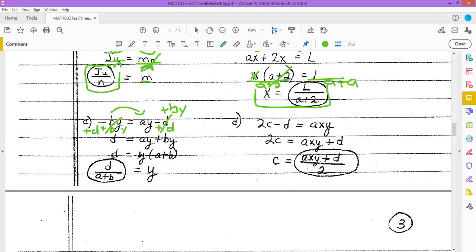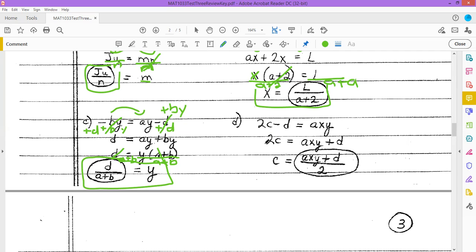Now to solve for Y, we just divide both sides of the equation by that factor. I'm going to divide by A plus B. And that's our answer. Y equals D divided by A plus B.